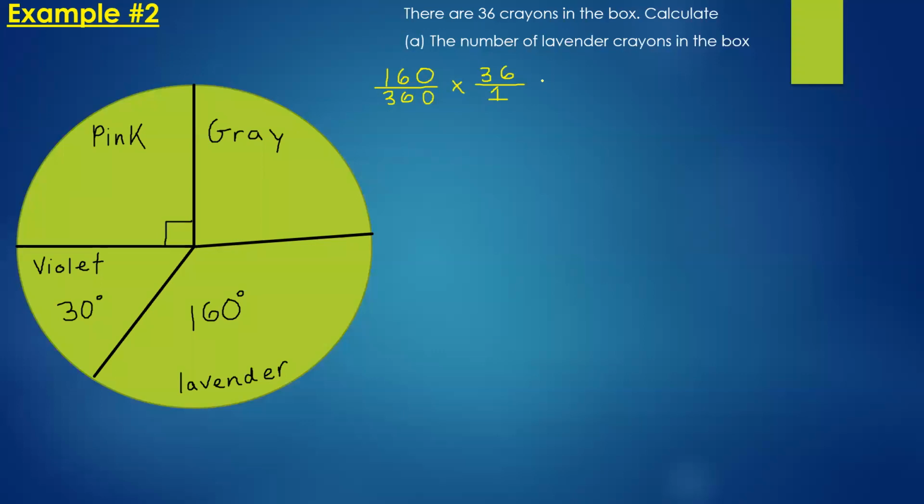Hopefully that works now. What could we do at this point? Cancel the zeros. So we are left with 16 over 36 multiplied by 36 over 1.